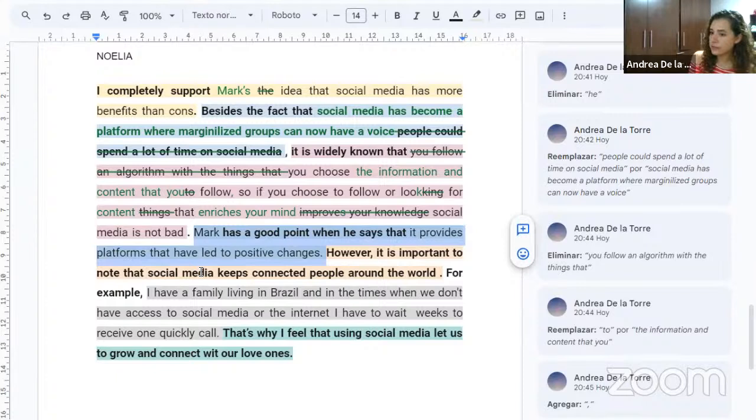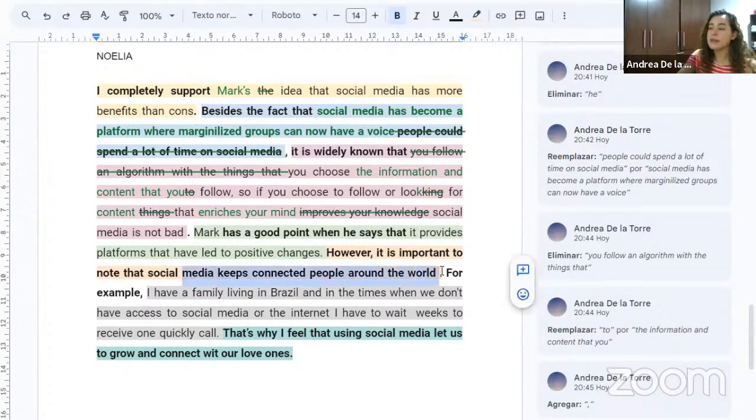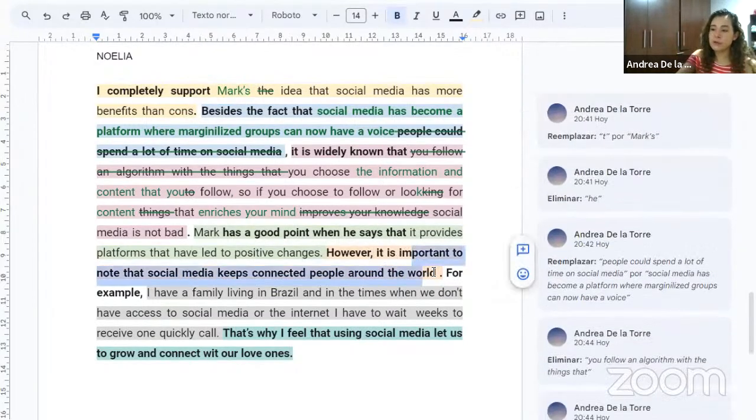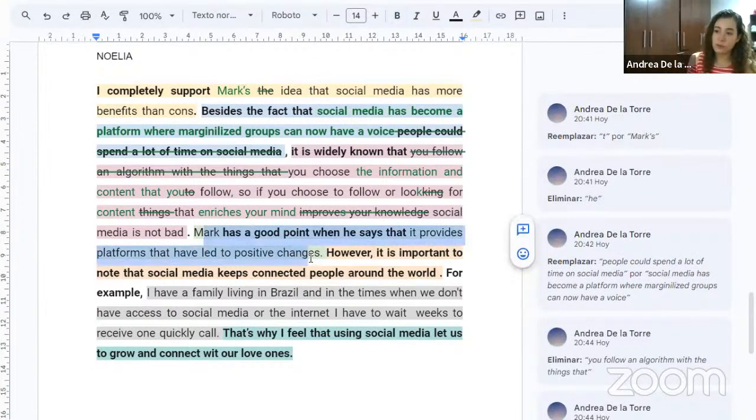So, es verdad que algunas personas tienen problemas mentales, han desarrollado enfermedades mentales por las redes sociales, pero también está ayudando a otras personas a aliviar los problemas mentales. Okay. Dependiendo del contenido, bueno, si algo así. Acá no diría esta, no tendría esta idea de it's important to know that social media keeps people connected, porque esto es algo que ya mencionó Mark, ¿no? Y acá lo que tenemos que hacer es contrastar la idea del otro estudiante, algo que esté relacionado y que sea nuevo, ¿no? Pero que contraste lo que dijo el otro estudiante.